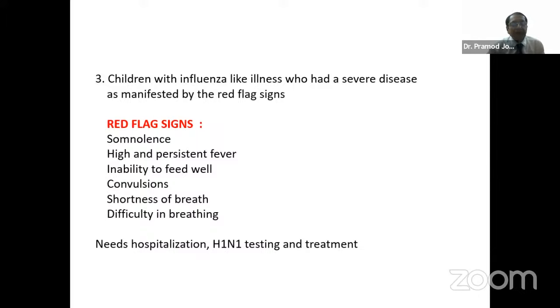So if the child is excessively sleepy, if the child has high persistent fever, not feeding well, getting convulsions, shortness of breath, difficulty in breathing, obviously the child needs hospitalization, testing for H1N1, and treatment with oseltamivir. This is extremely important because when the child goes home from the OPD in the first 1 or 2 days after receiving paracetamol, then the parents must be told that in case if you find these 4, 5, 6 things in the child, please report to us because we might have to put him on the antivirals.